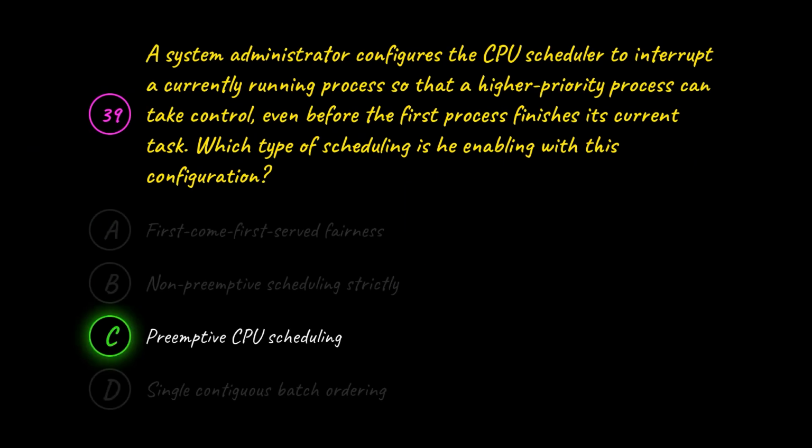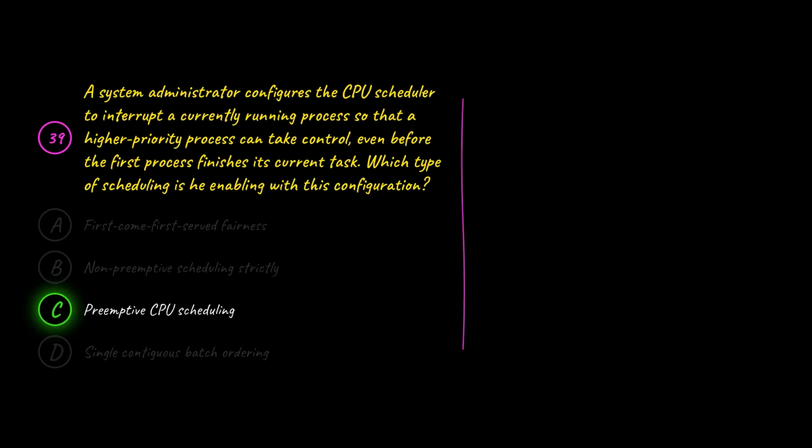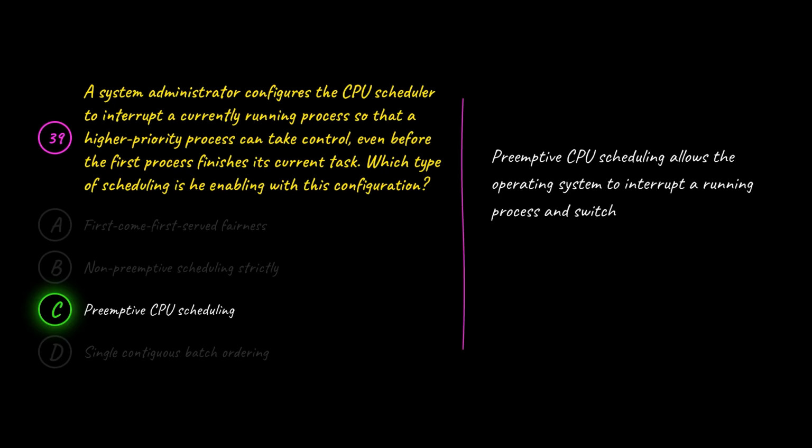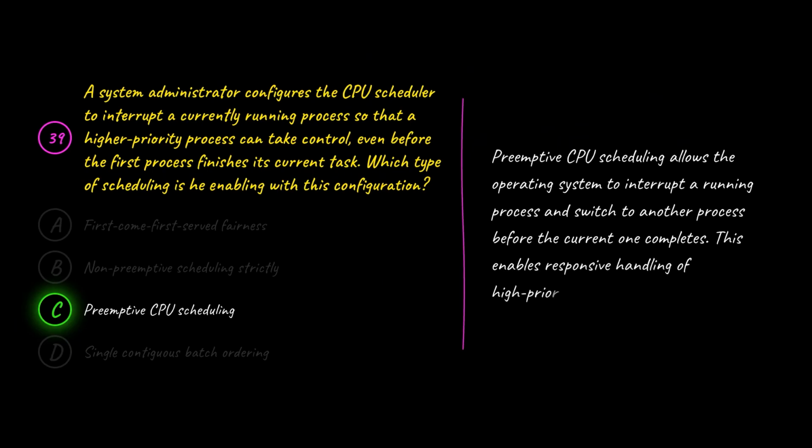The correct answer is C. Preemptive CPU scheduling. C is correct because preemptive CPU scheduling allows the operating system to interrupt a running process and switch to another process before the current one completes. This enables responsive handling of high priority tasks when they arrive unexpectedly.